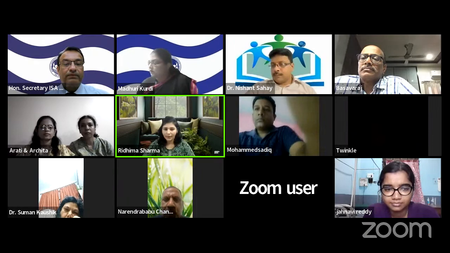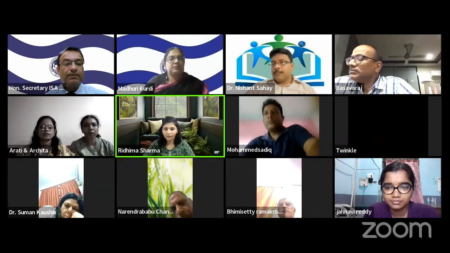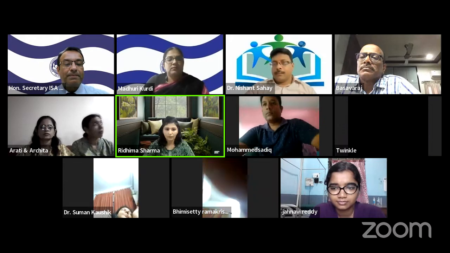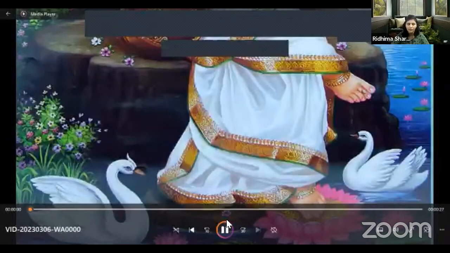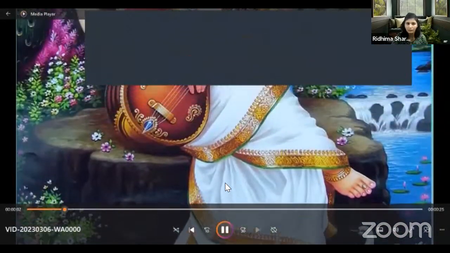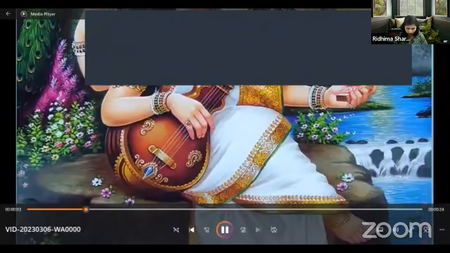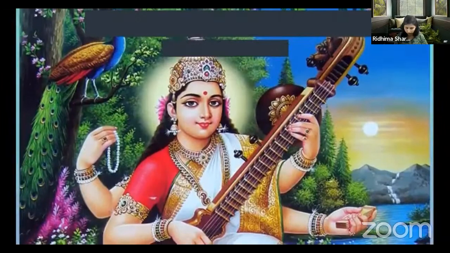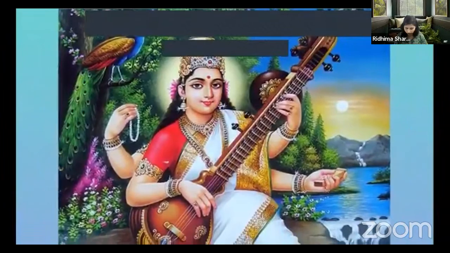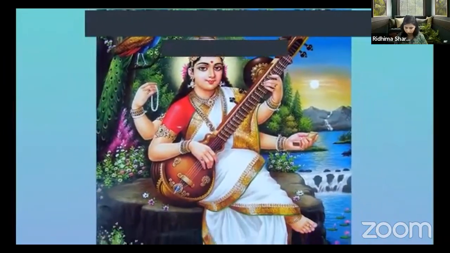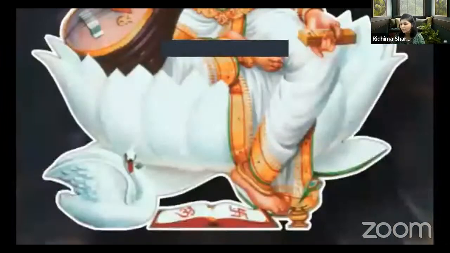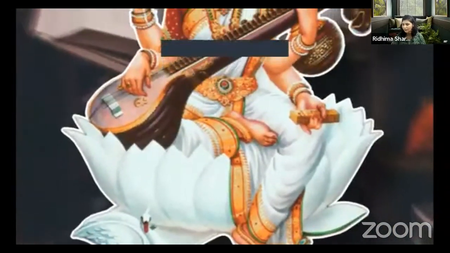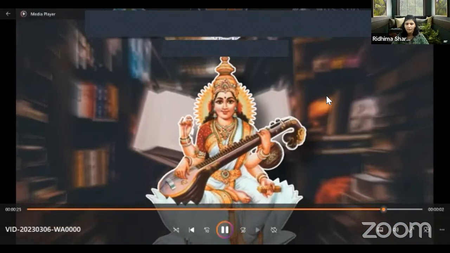Saraswati Namastubhyam, Varade Kamarupini, Vidyarambham Karishyami, Siddhir Bhavatu Me Sada.